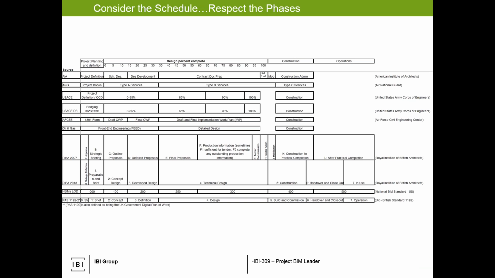Now, I said don't get caught up on the phases. I pulled this together a while back, and I just wanted to show this. So those highlighted portions, the RIBA 2013 stages, stage 1 to 7, or the AIA project definitions, so PD, SD, DD, CD. Those are the ones that are probably the most common, but transcending all of those are your percent complete. So it's a rough mapping, but there's various phases depending on the type of project.